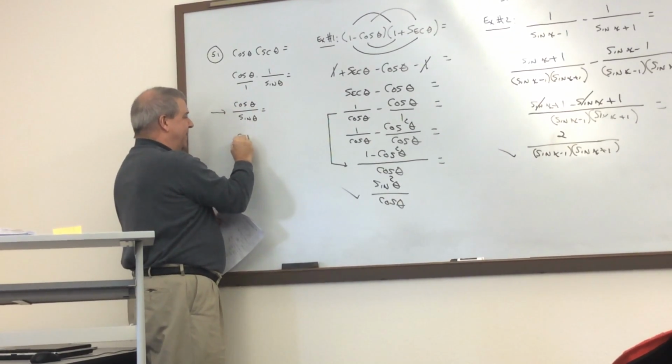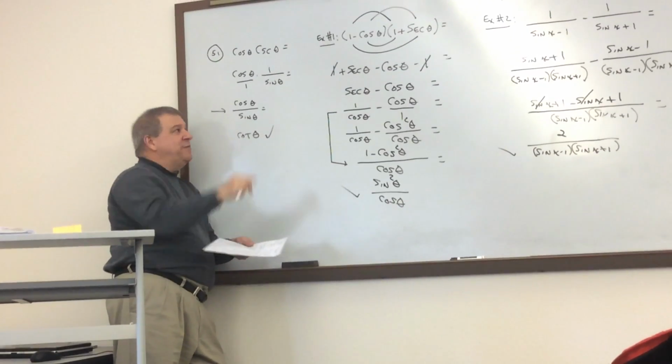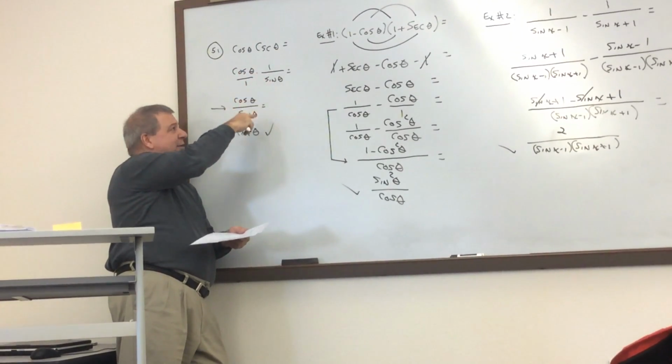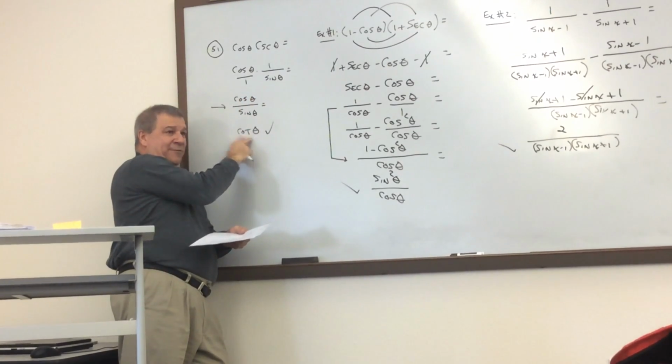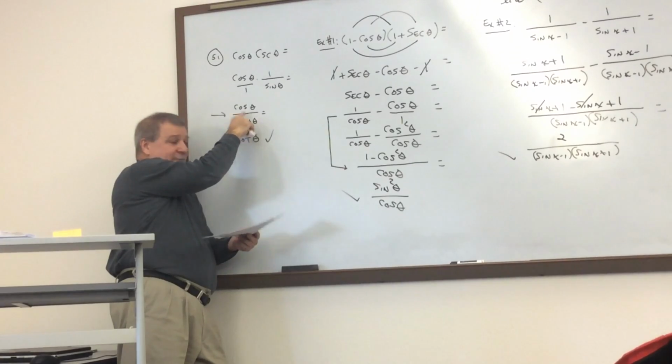Cosine over sine is cotan. Now, are you clear what I'm saying? When you take this quiz tomorrow and you do this converting, if you can put the answer to only one trig function value, that's a simpler answer than that.